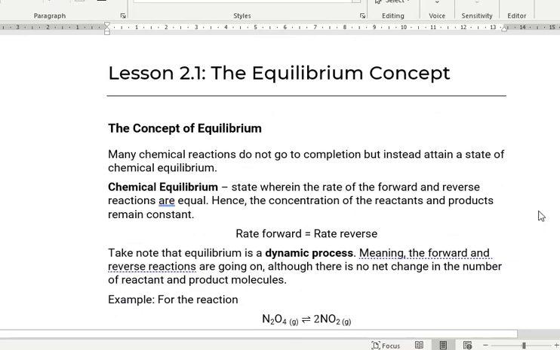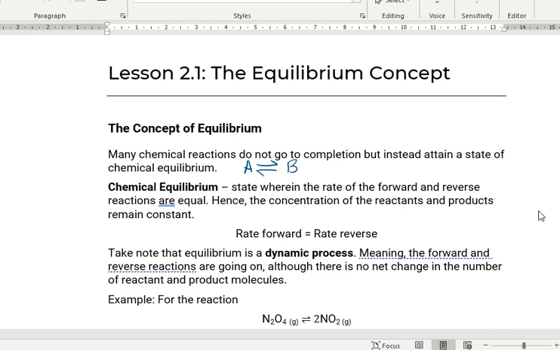It basically means that if I have a chemical reaction of A forming B, what you would expect is that you have A and then it will be consumed to form B. But that does not always happen. Okay? So there are so many reactions. In fact, I think there are more reactions that do not proceed or go to completion, but instead they attain a state of chemical equilibrium.